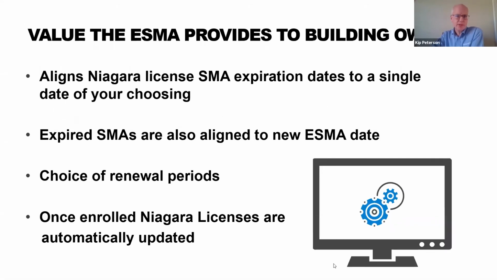So what's the value of this Enterprise Software Maintenance Agreement? Well, one of the biggest things is it aligns all of the expiration dates that you may have, which are often different, into a single date of your choosing. So you don't have to worry about, gee, is something going to expire this year or this month? You'll know in a very efficient manner when they are going to expire or how much longer you have on a certain period of time on your SMA. And then you can align those to a date of your choosing. And if there are some instances that have already expired, you can bring those into alignment with those ones that have not expired. You also have a choice of renewal periods.